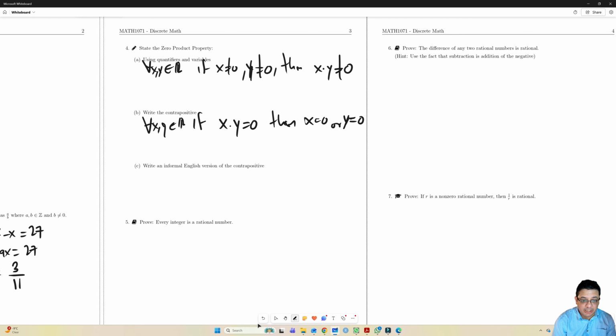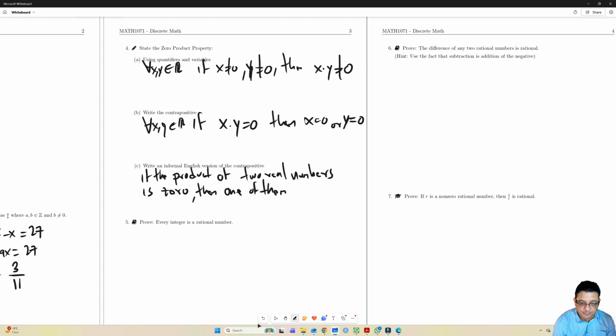The informal English version of the contrapositive will be: if the product of two real numbers is 0, then one of them is 0.